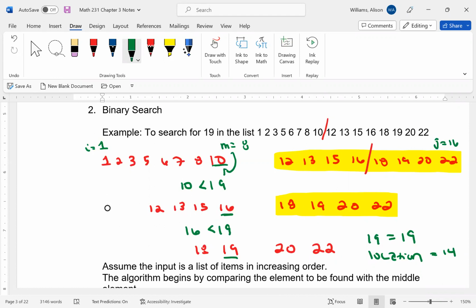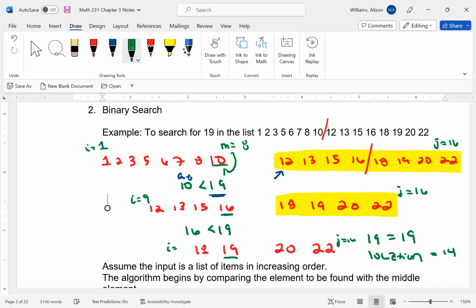They're comparing the A sub 8th term here with the number we're interested in, and they notice that it happens to be smaller. So they jump into this list, and the new list now starts with M plus 1, which changes our starting point. I is now starting at the 9th term, and J is still at the 16th term. Then I is going to jump to the next term, and J is still at 16.